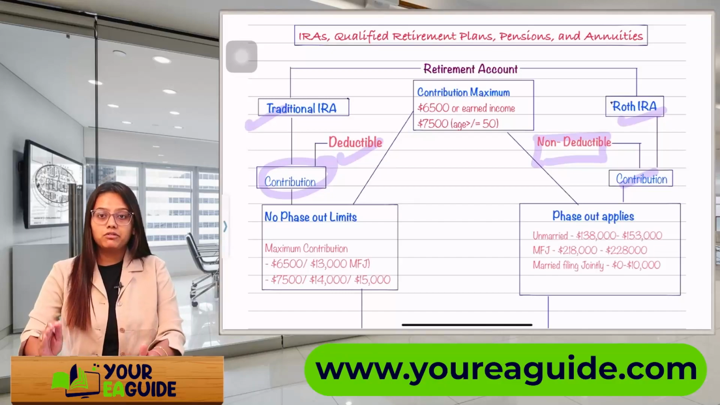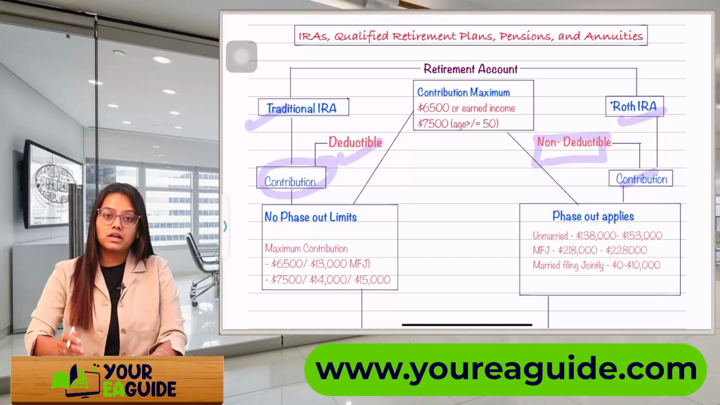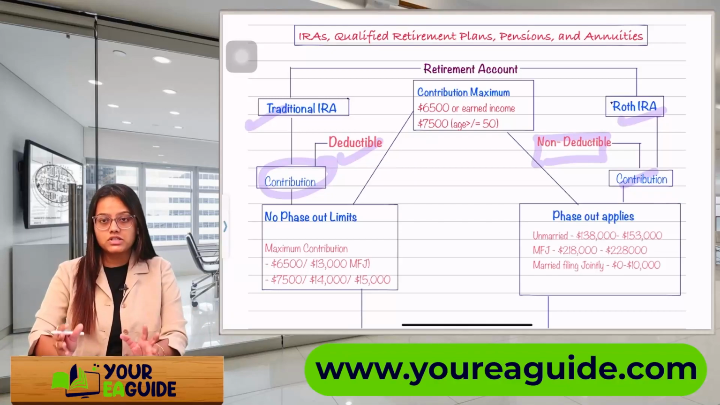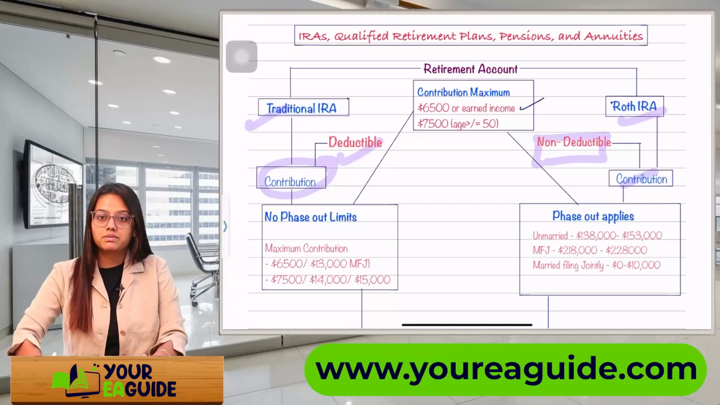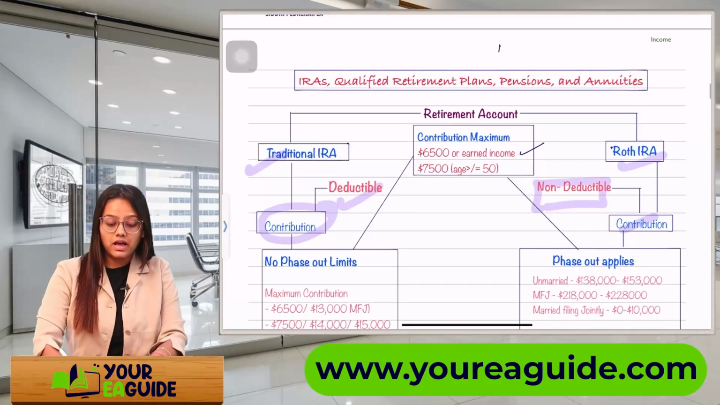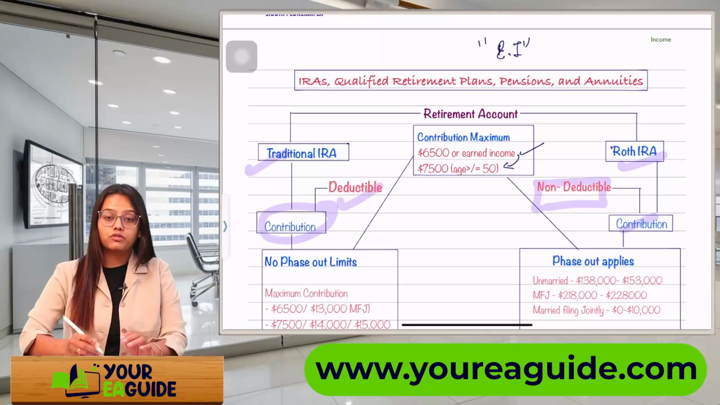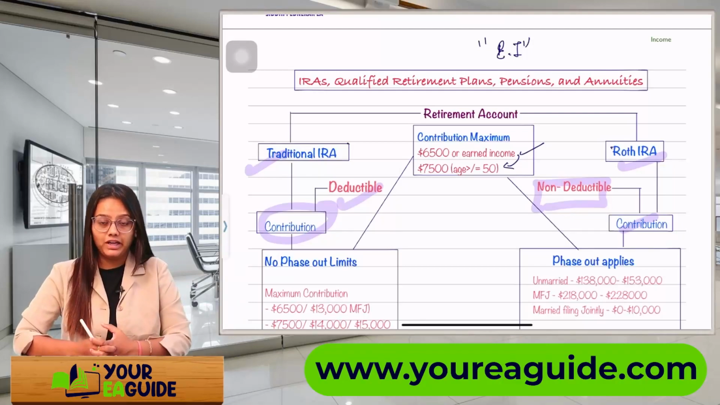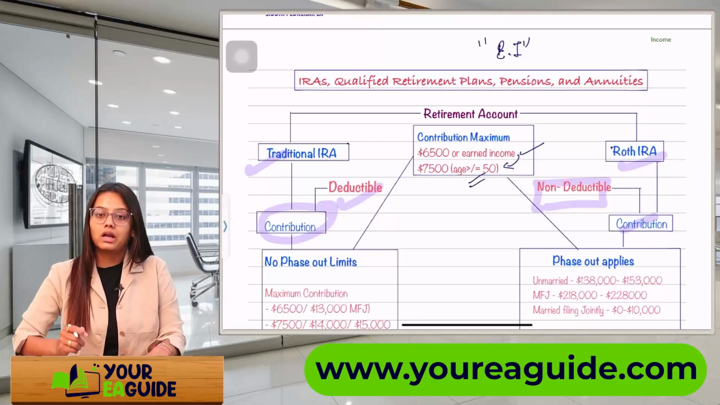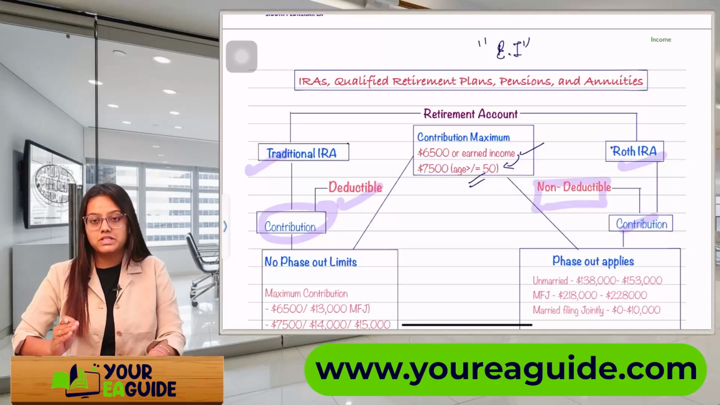The maximum limit which you can contribute in both accounts, either in traditional or Roth or in both accounts, in total you can contribute a maximum of $6,500 or whatever is your earned income. Please remember that only earned income is eligible for the contribution limit. Earned income means where you are actively involved. There is also a catch-up contribution of $1,000: if your age is 50 or more, you can contribute an extra $1,000. So it will be $7,500 if your age is 50 or more.